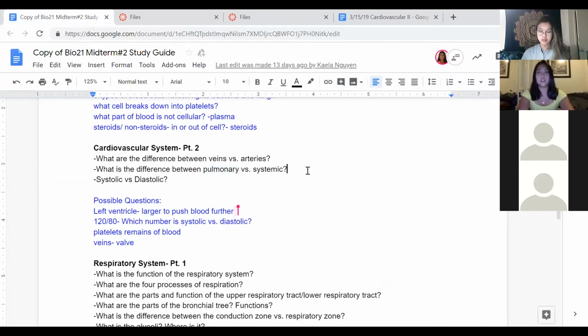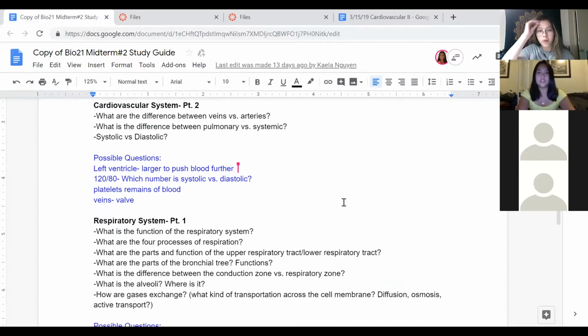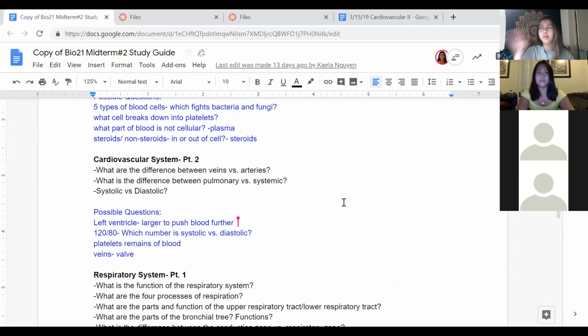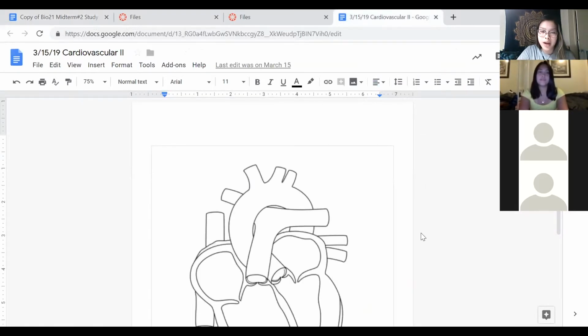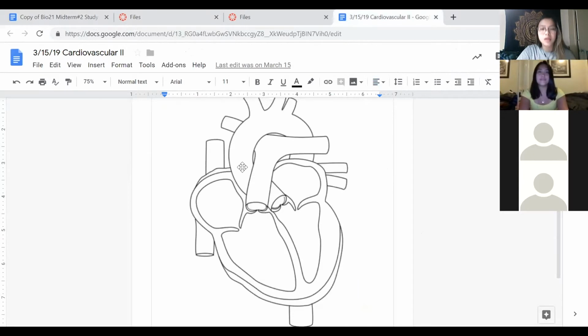What is systolic versus diastolic? I think I'm pronouncing it wrong, but it's systolic. She says it differently. But this is again with your heart. Systolic is when your heart is contracted, and diastolic is when your heart is relaxed. We know there are a lot of questions about which part of the heart the blood flows through, and whether it's oxygenated or deoxygenated, so we have a little picture here for you guys.